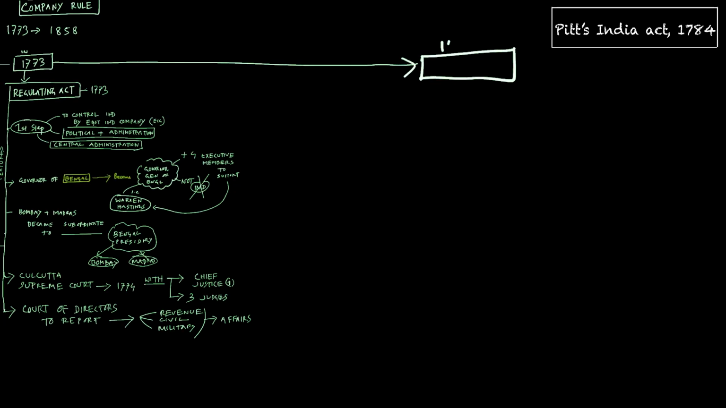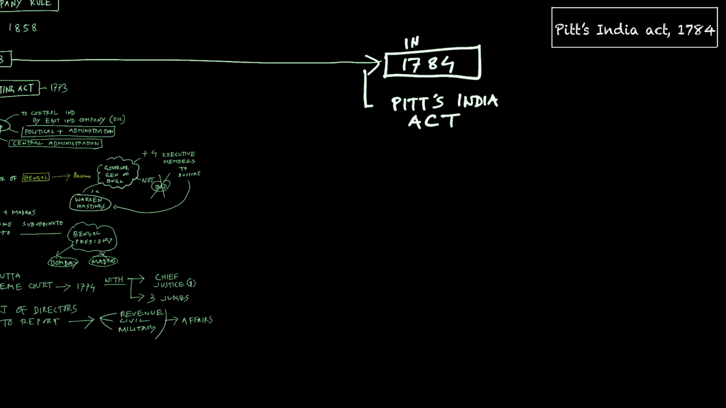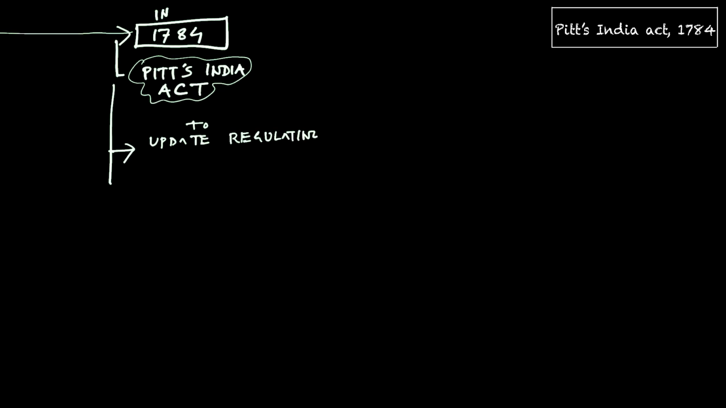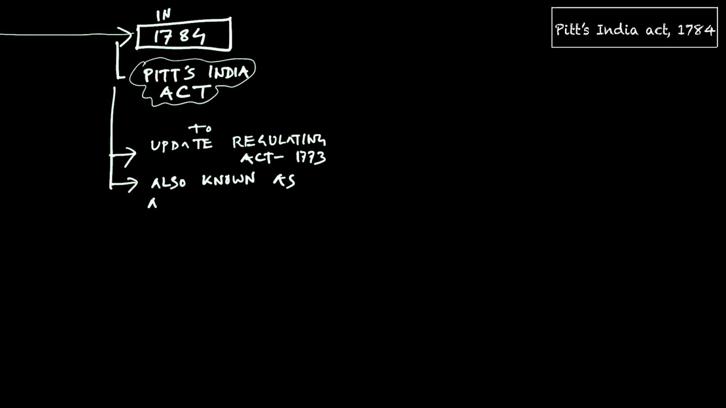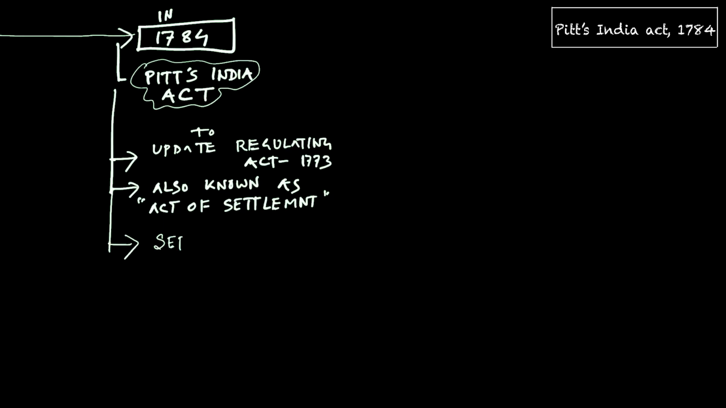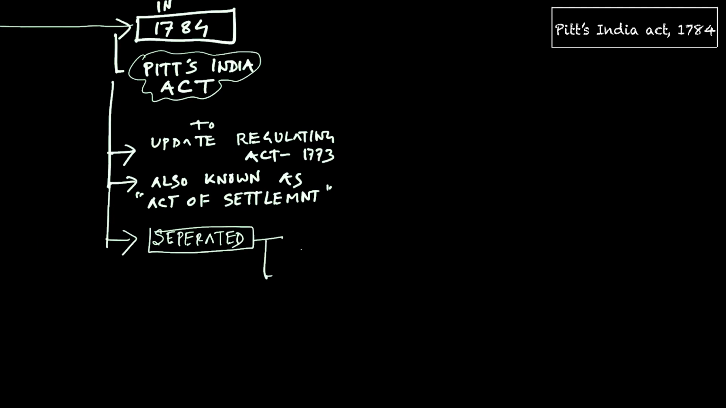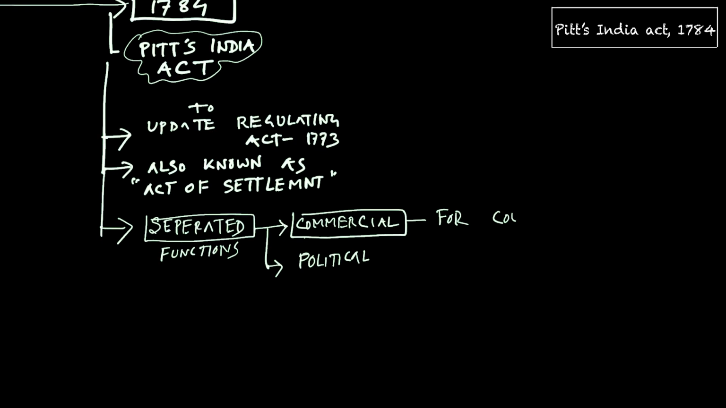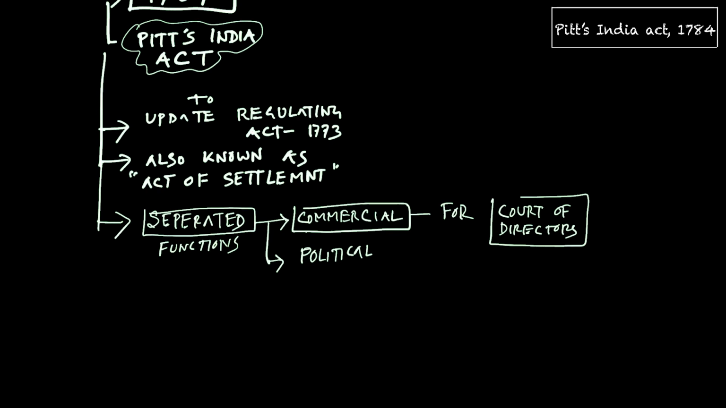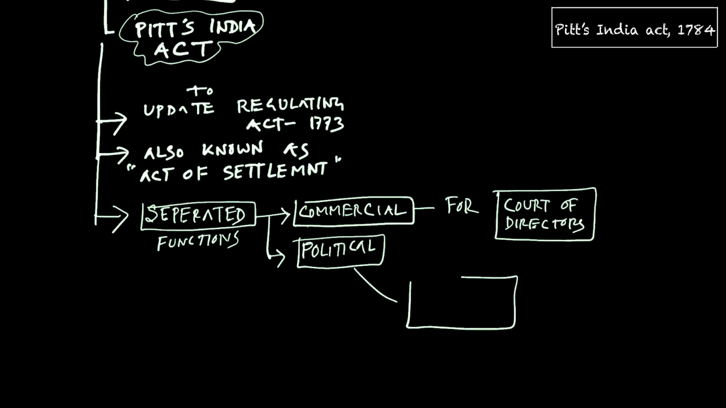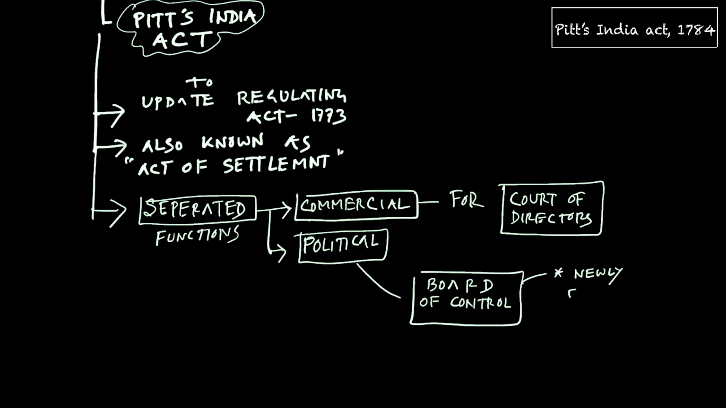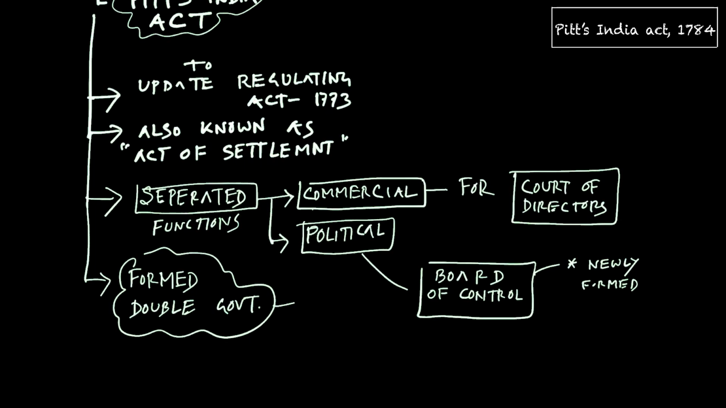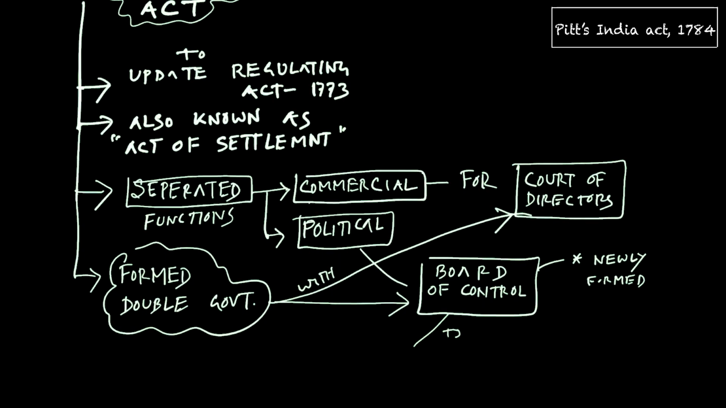The next act was Pitt's India Act of 1784. It was also known as the Act of Settlement, passed to update the Regulating Act of 1773. Now, the major features of this act included that it separated the commercial and political functions of the company, as in it distinguished between the two functions. Also, it allowed the Court of Directors to manage the commercial affairs, but created a new body called the Board of Control to manage the political affairs. Thus, it established a system of double government in India for the very first time.